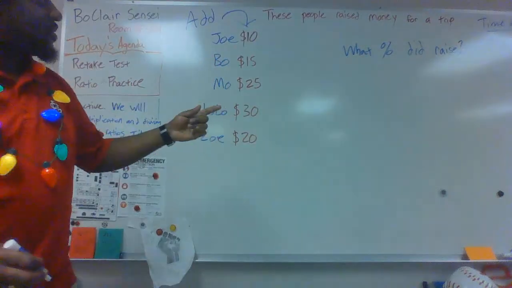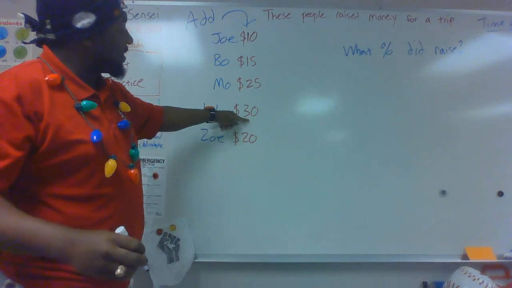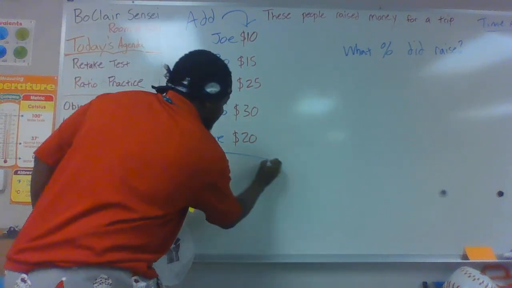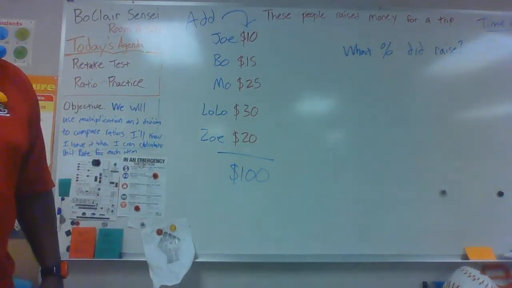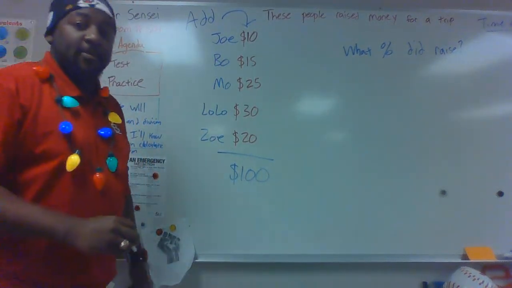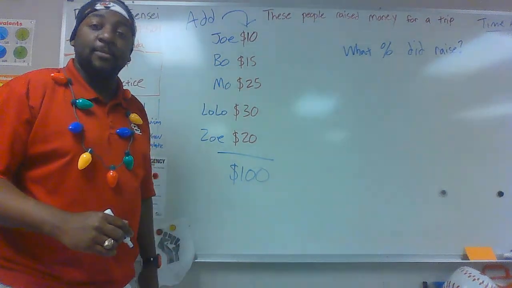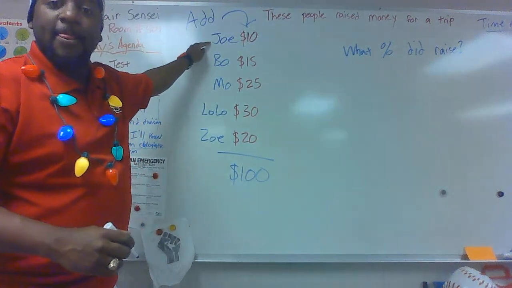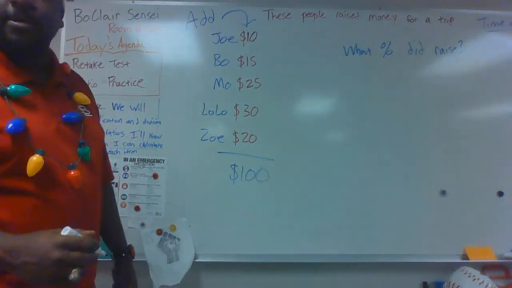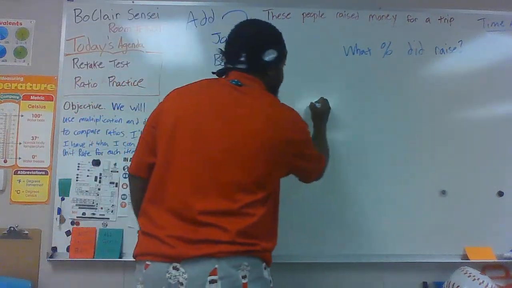When I add my numbers up, 10 plus 15 is 25, plus 25 is 50, plus 30 is 80, plus 20. My total is $100. So that means that I'm going to be using my proportions with 100 as my whole number. To find the percent for Joe, I'm going to go ahead and put Joe's number or his dollar value in my proportion. Let's go ahead and set that up.